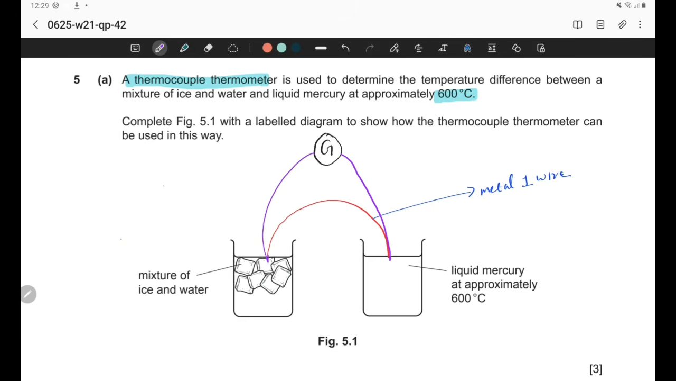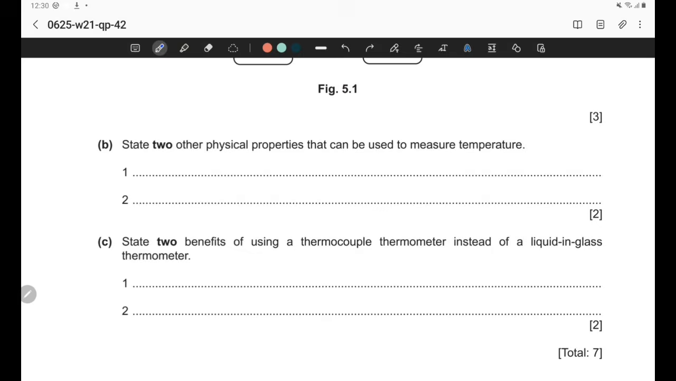Now we have metal 2 wire. These both we can label as metal 2 wire. So here this is a 3-mark question, so you will get 1 mark for showing the junction and 1 mark is for drawing the galvanometer and the 3rd mark is for drawing 2 different wires and labeling metal 1 and metal 2 wires.